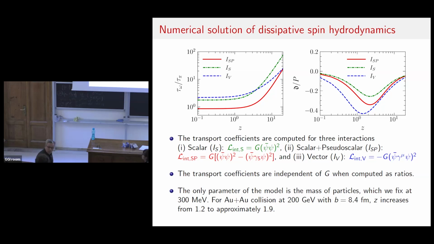So Z is 1 by temperature actually. M by T. So when temperature is large, you are going in this limit, right?